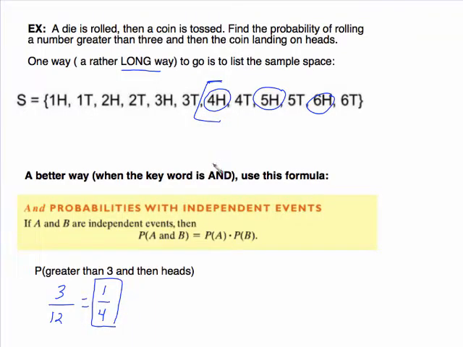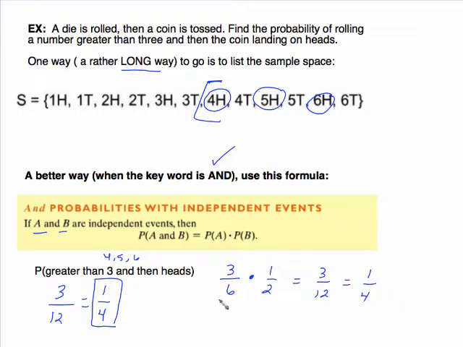So the better way when you're dealing with this word "and" is to use this very simple formula. If A and B are independent events, then the probability of A and B is just the probability of A times the probability of B. So the probability I will get a number greater than 3 would be to roll a 4, a 5, or a 6. So that's 3 out of 6. And the reason it's 6 is that we're rolling a die. There are 6 things that can happen on a die. Times heads. Well, if you flip a coin, it's either heads or tails, so your probability of getting heads is 1/2. And then you can multiply this up, which gives you 3/12, which reduces to 1/4.